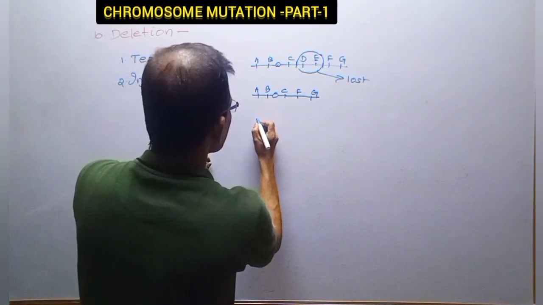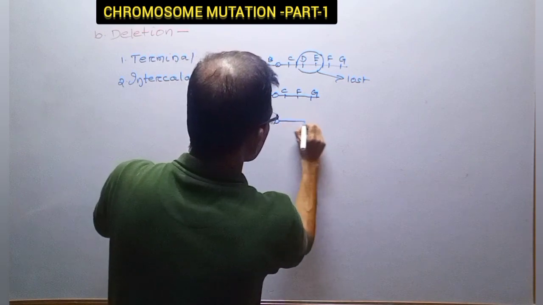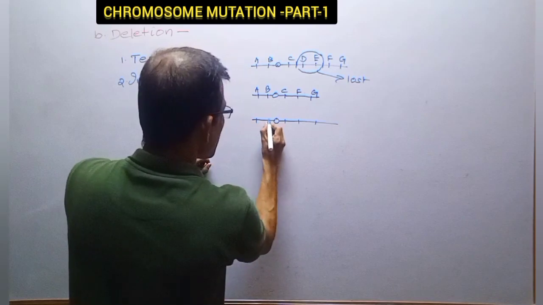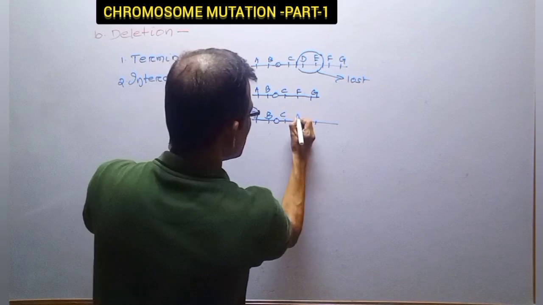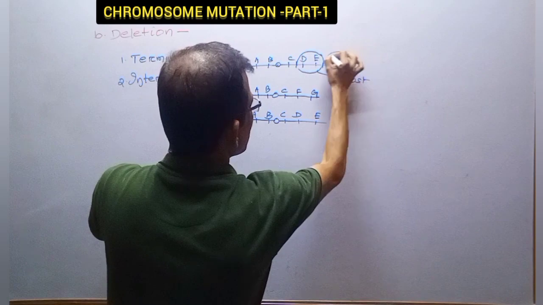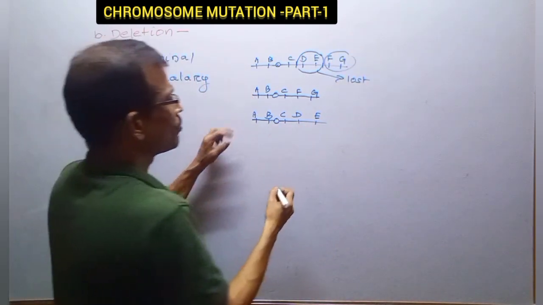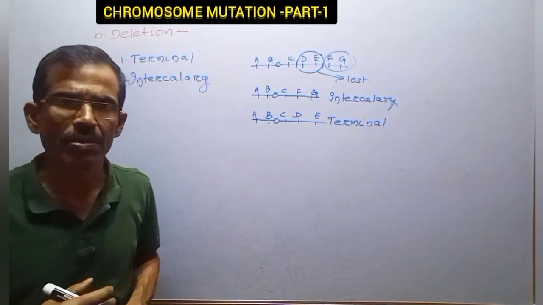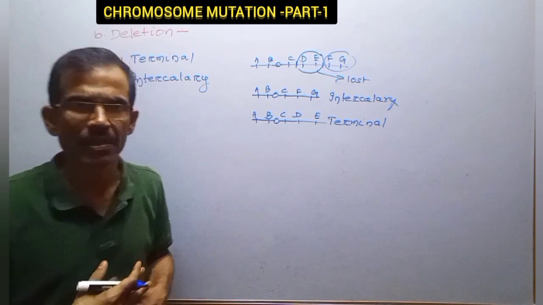In some other cases, the terminal segment can also be lost. Such type of deletion is known as terminal deletion. So here it is A, B, C, D and E. This terminal segment has been lost, so this is the resulting chromosome. A large deletion can be detected easily because the resulting chromosome is noticeably shortened.